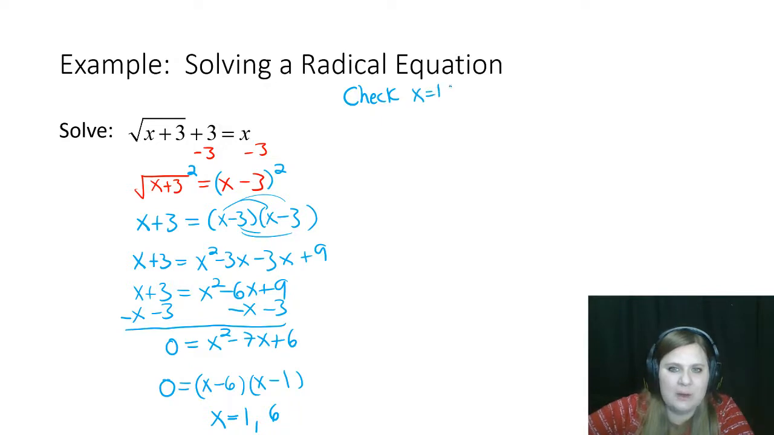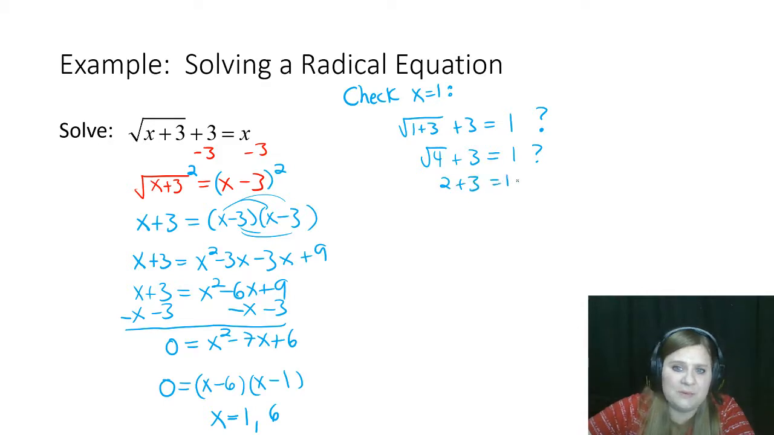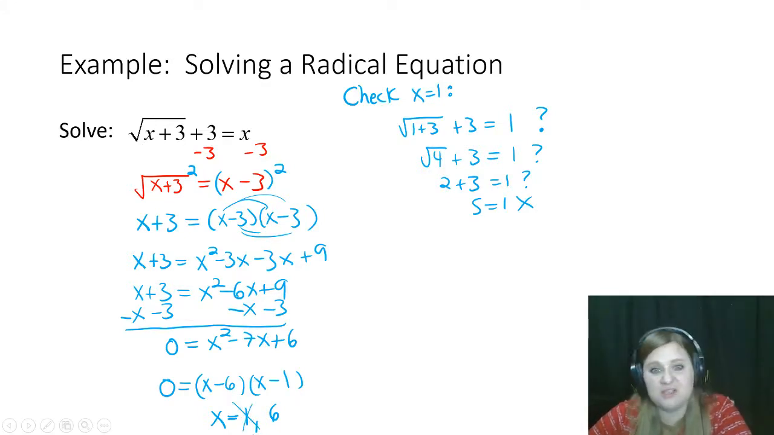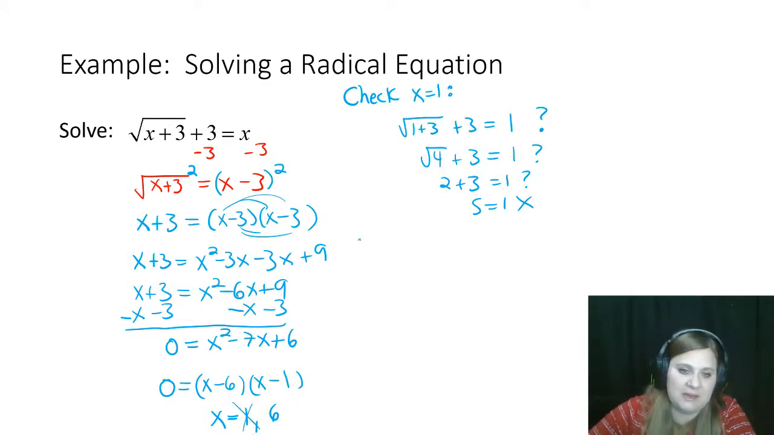So check x equals 1. So I have the square root of 1 plus 3 equals 1, question mark. So this is the square root of 4 plus 3 equals 1. This is 2 plus 3 equals 1. That's 5 equals 1, which is not true. So 1 is not a valid answer. Okay, so we're going to get rid of that.